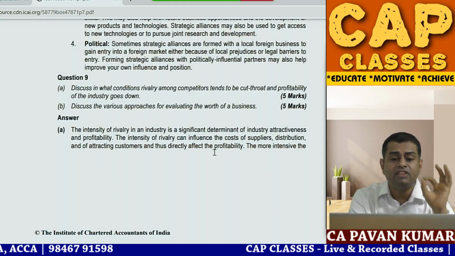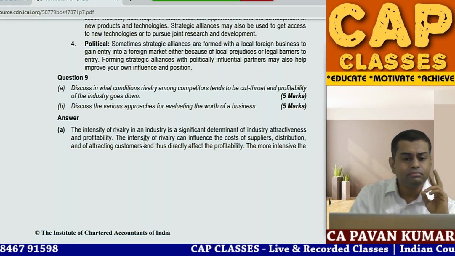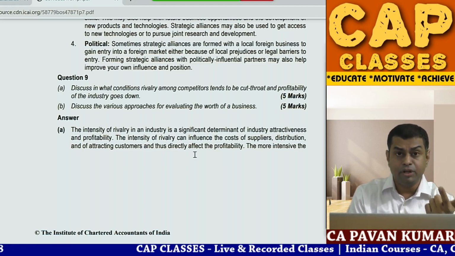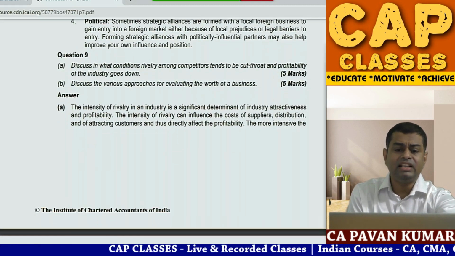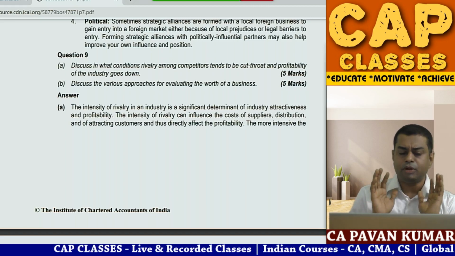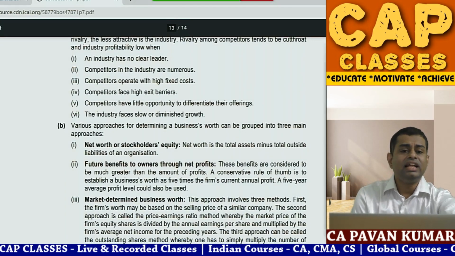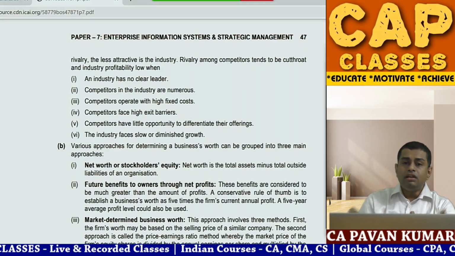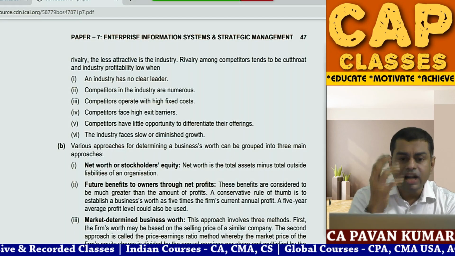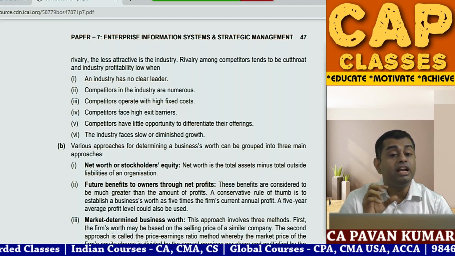The intensity of rivalry in an industry is a significant determinant of industry attractiveness and profitability. The intensity of rivalry can influence cost of suppliers, correct? Cost of distribution, attracting customers, and that directly affects the profit, correct? The more intensive the rivalry, the less attractive the industry is. Obviously, if you are entering an industry where competition is already severe, you should not enter. Rivalry among competitors tends to be more cutthroat and profitability will be low.